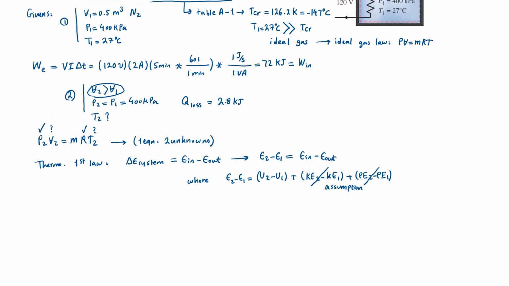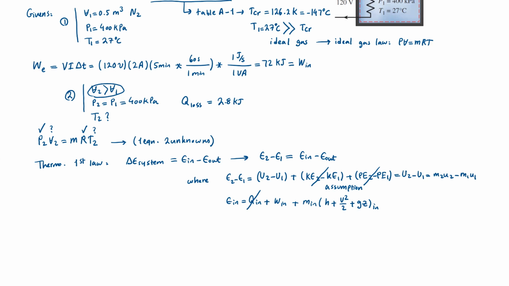So E2 minus E1 will be equal to U2 minus U1, which is m2 u2 minus m1 u1. Right-hand side, E in is equal to Q in plus W in plus mass in times enthalpy per unit mass plus kinetic energy per unit mass plus potential energy per unit mass in. So I know that there is no heat that gets to the system.